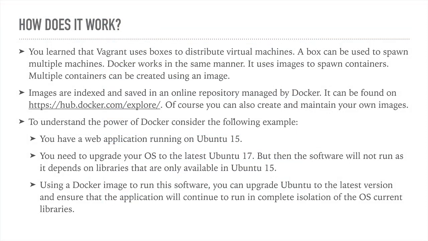You have a web application running on Ubuntu 15. You need to upgrade your OS to the latest Ubuntu 17. But then, the software will not run as it depends on libraries that are only available in Ubuntu 15. Using a Docker image to run this software, you can upgrade Ubuntu to the latest version and ensure that the application will continue to run in complete isolation of the OS current libraries.